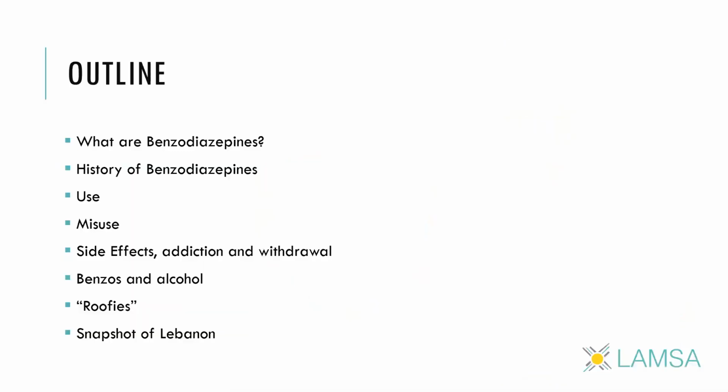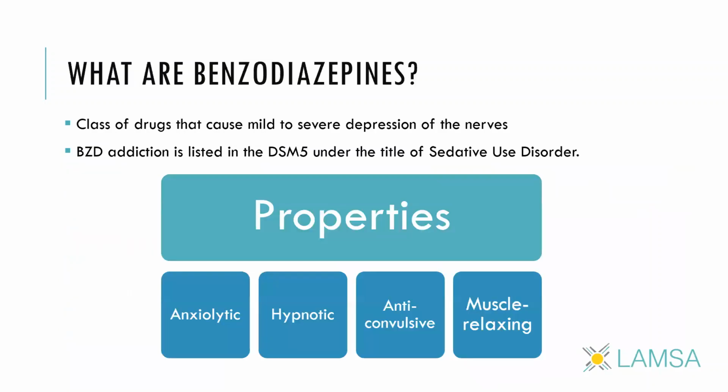This is the outline which I will be using for the presentation. I will be beginning by explaining what benzodiazepines are. They are a class of drugs that cause mild to severe depression of the nerves, and their addiction is listed in the DSM-5 under the title of sedative use disorder. They have several properties, first among which is anxiolytic, and so they decrease anxiety. They're also hypnotics, and so they may make one feel sleepy or drowsy. They're anticonvulsive, and so they are able to terminate seizures, and they're also muscle relaxing.